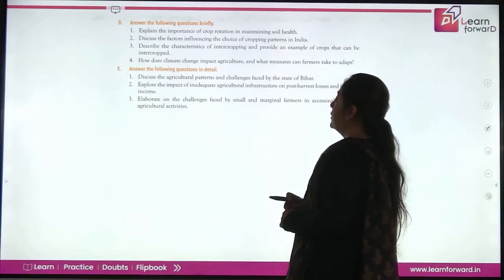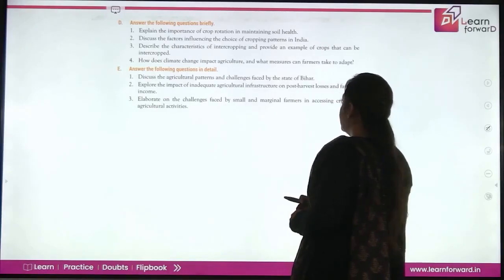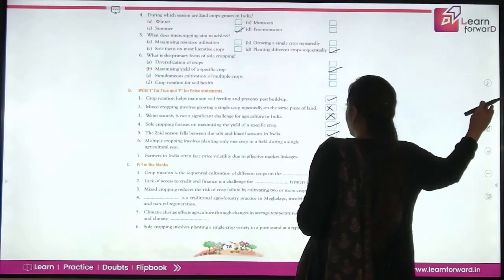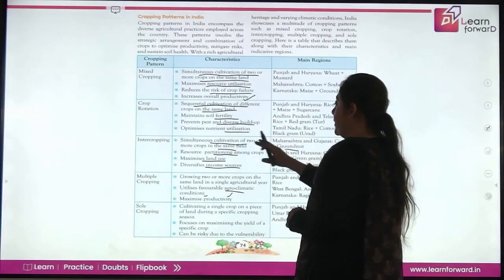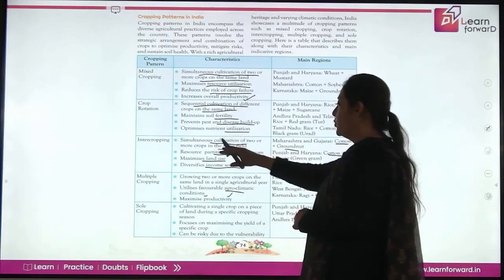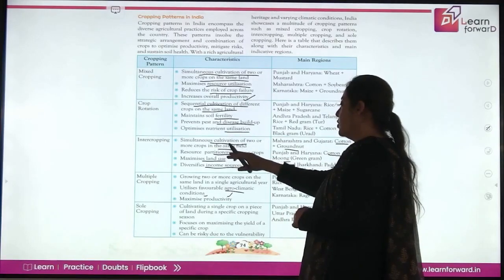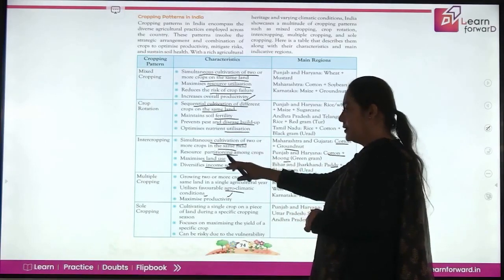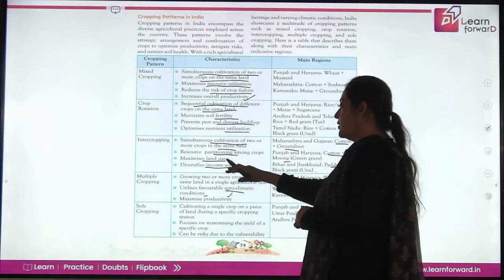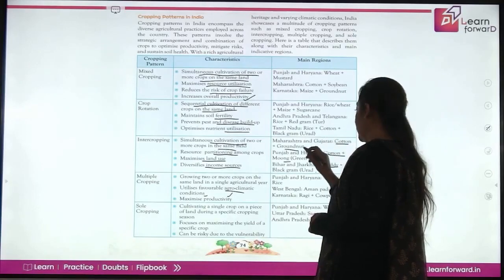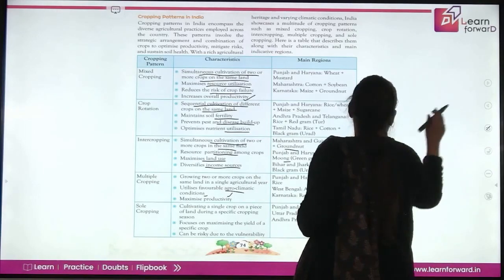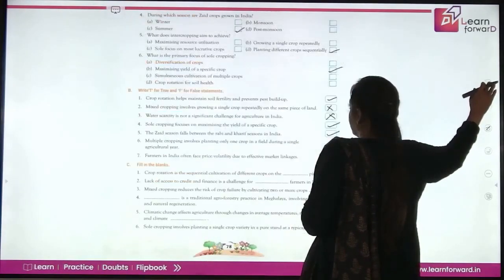What are the characteristics of intercropping, and provide an example of crops that can be intercropped? Now, intercropping is basically the simultaneous cultivation of two or more crops in the same field, which helps in resource partitioning among crops, maximizes the land use, and also diversifies the income sources. The crops that have gone through intercropping are cotton and groundnut, cotton and moong, paddy and flat gram. Now, the next question is about the climate.